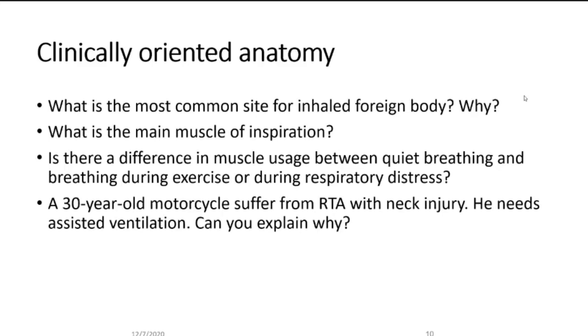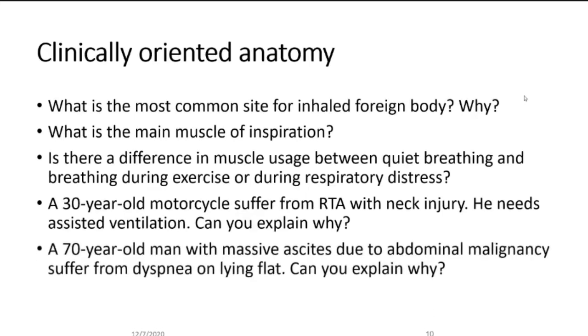This is a question about a 30-year-old motorcyclist who suffered an RTA with a neck injury and needed assisted ventilation. Why did this patient need assisted ventilation when he is suffering from a neck injury? Doctor, because the root of the phrenic nerve was injured. Yes. And the phrenic nerve is responsible for the diaphragm action. So here the problem is that the diaphragm will not work properly because of the injury to the phrenic nerve. That's why he will need assisted ventilation. And as we said, the diaphragm is the main muscle of inspiration.